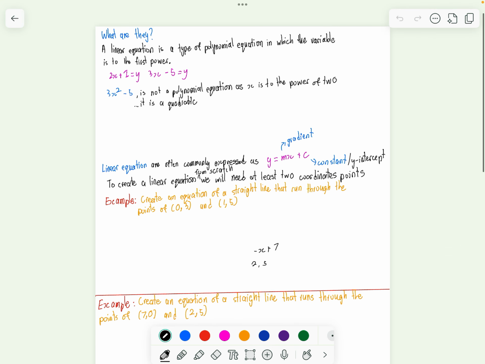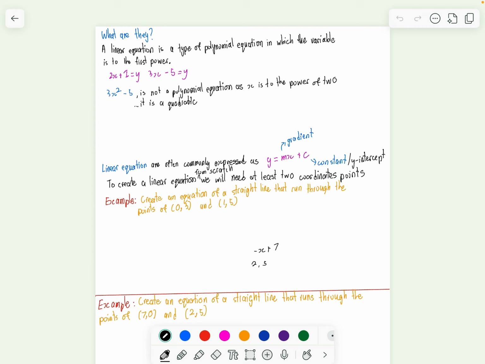Hello guys. Today I'm gonna teach you how to solve and create linear equations. So what is a linear equation? A linear equation is a type of polynomial equation in which the variable is to the first power.